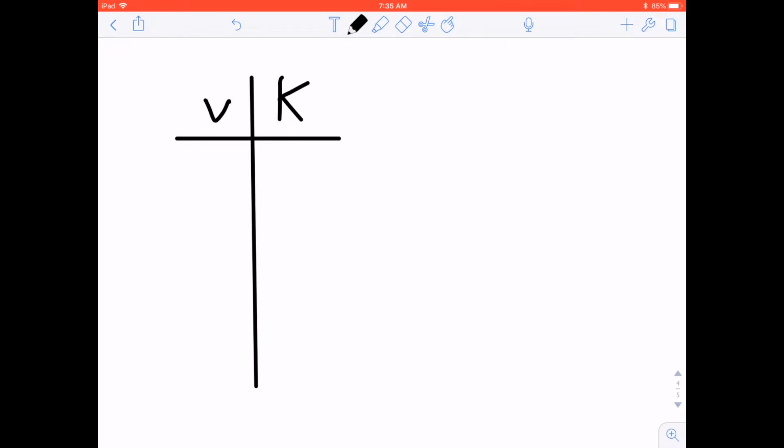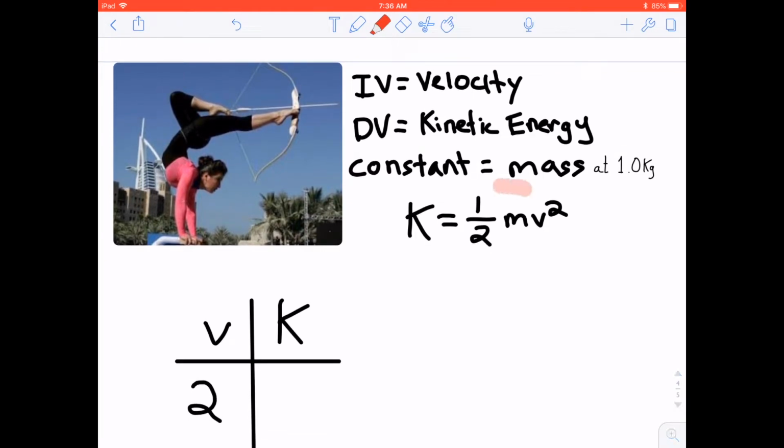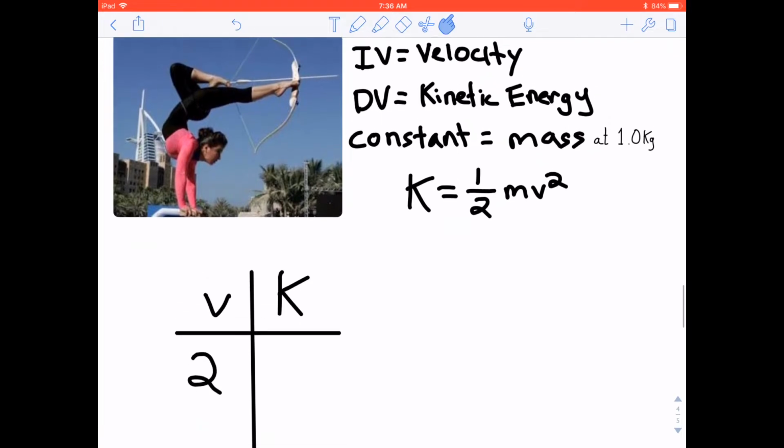Let's pick a velocity to test. Let's say our archer launches that arrow at 2 meters per second, and we measure the velocity and figure out how many joules of energy it is. Without running the experiment yet, let's make a prediction using our formula. You guys are going to need to be able to plug and chug numbers. The mass of the arrow is 1 kilogram, so we're going to definitely be using that as one of our knowns. And let's use this equation and just fill it in.